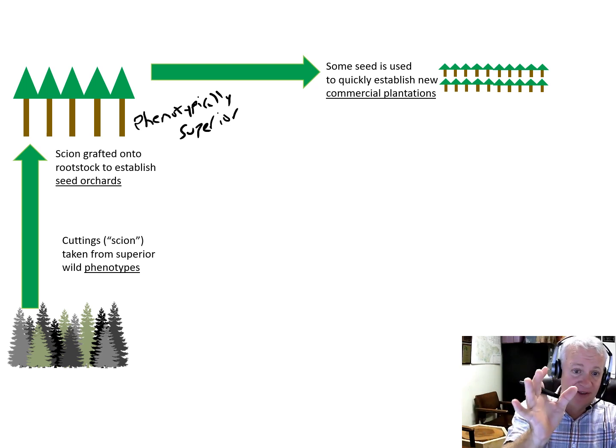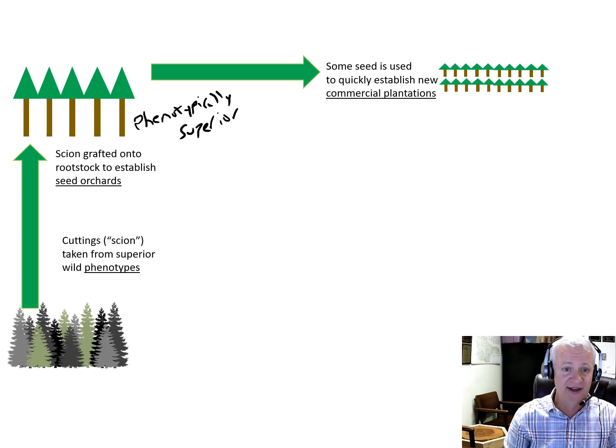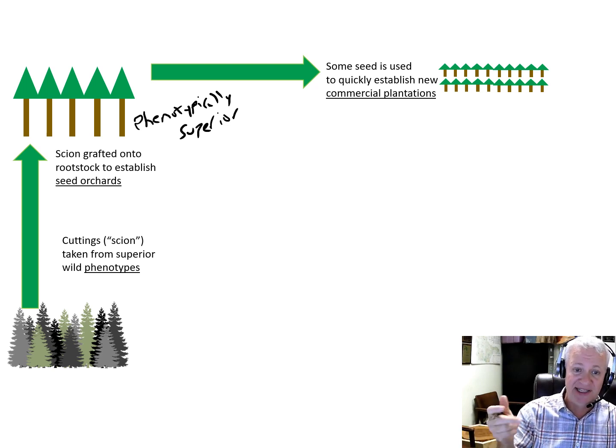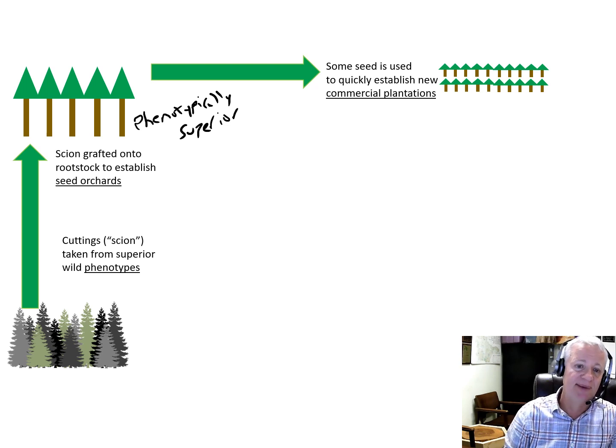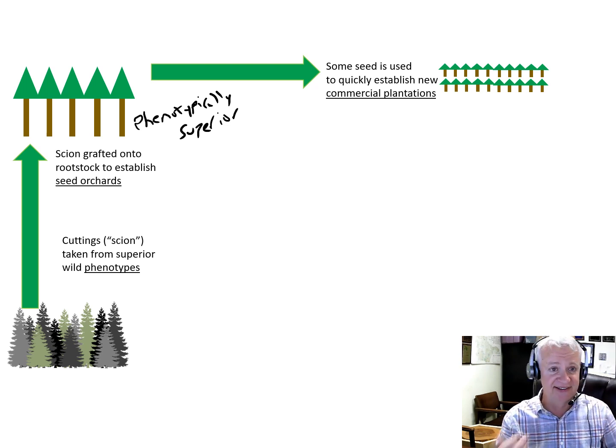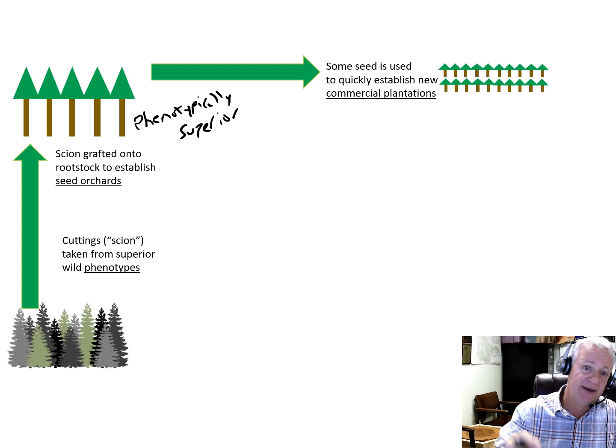And right now, all the selections we have in that orchard, we know they're phenotypically superior. They looked good in the woods, and now we're breeding them with each other because these are all pollinating each other in the seed orchard. But we don't know how much of that is genetics and environment. But at any rate, we can use those to quickly establish commercial plantations.